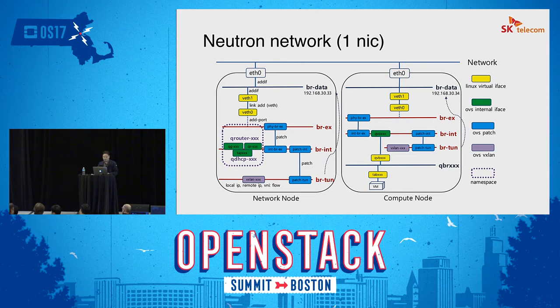So br-data at the top creates the veth bridge and the veth virtual interfaces, in yellow, in advance. After creating a pair of virtual interfaces in advance, one virtual interface, veth1, is added to the br-data bridge, and the other, veth0, is reserved for br-ex to add as a port. With this, you can use just one physical network port.